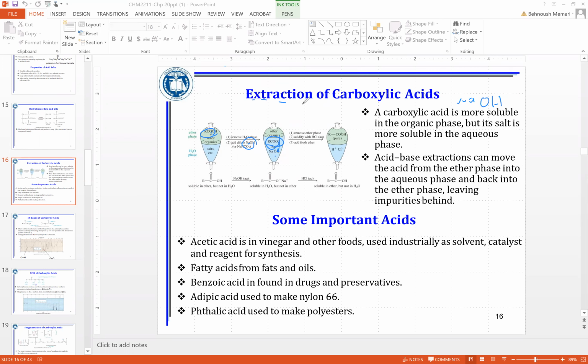When you're dealing with extraction, you have two layers, the organic layer and the aqueous layer. And it's not always the top layer organic and the bottom layer aqueous. It depends on the density of the organic solvent that you are using. If the organic solvent is less dense than water, then that is the case, and the aqueous layer would be the bottom layer. So when the salt forms, it's soluble in the aqueous layer and it will go down.